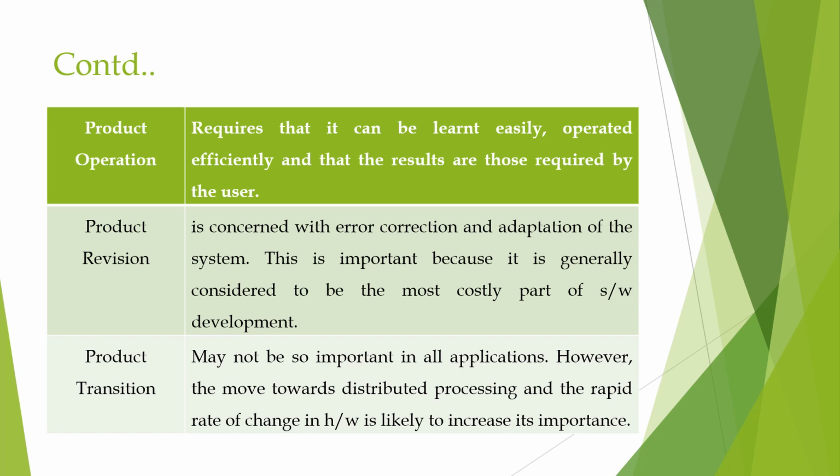Here the product revision is concerned with error correction and adaptation of the system, which means that we are going to develop some software model and it will be revised each and every time. The corrections will be given by the client. Each and every time the corrections will be given or some features may be added to the product. So some features may be needed by the client, so we have to modify the product. So we have to revise the model repeatedly, and that should be done easily with the product. So the developed product should adapt to various revisions. This is what is given by the product revision.